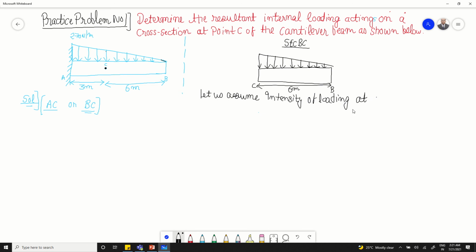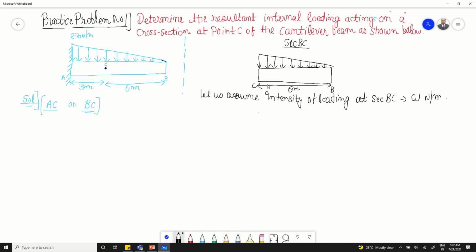Intensity of loading at section BC. Let us say this is to be W Newton per meter. Okay. Now, once we find out the magnitude of this force that acts in section BC, we then have to replace this linearly distributed load by a single equivalent resultant force. But before that, we need to find out this magnitude.